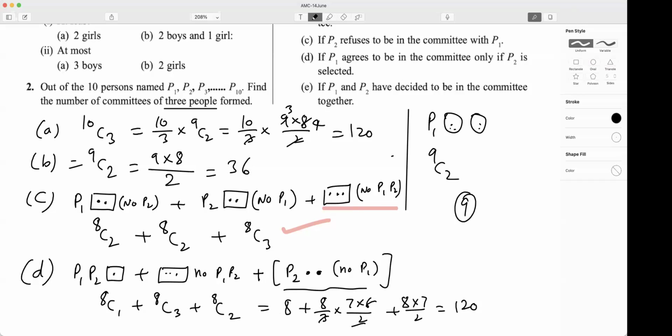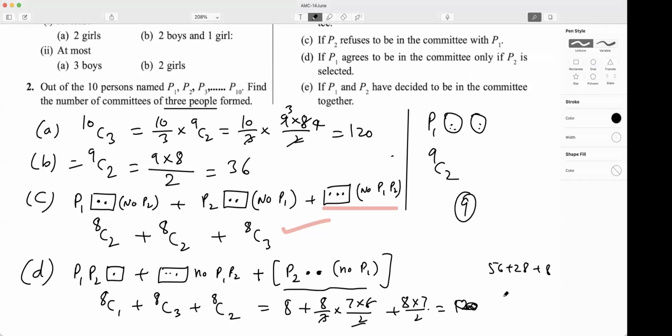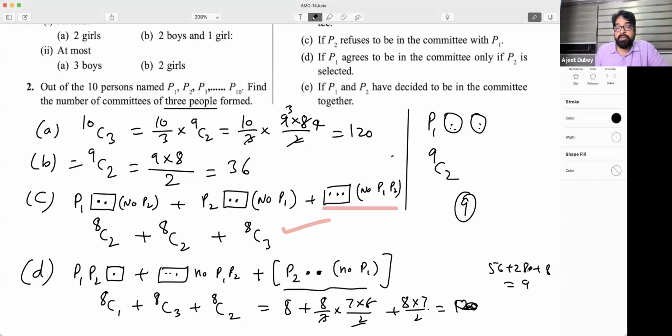Sir, why do that? 56 by... 28. I made a mistake, I'm sorry. 8 into 7 by 2, this is 28. And this is correct. 56 plus 28 plus 8. How much will it be? What is the value of this? 92. 8, 6, 2, 92. Yes, the answer will be 92.